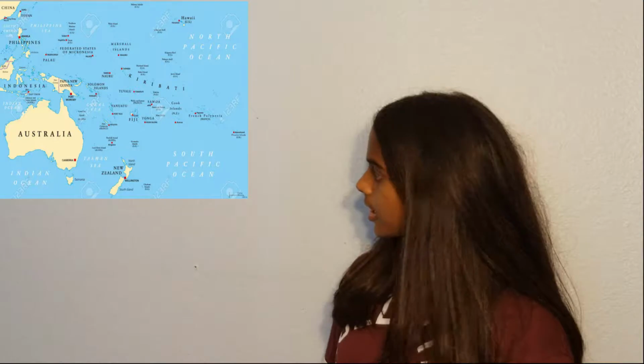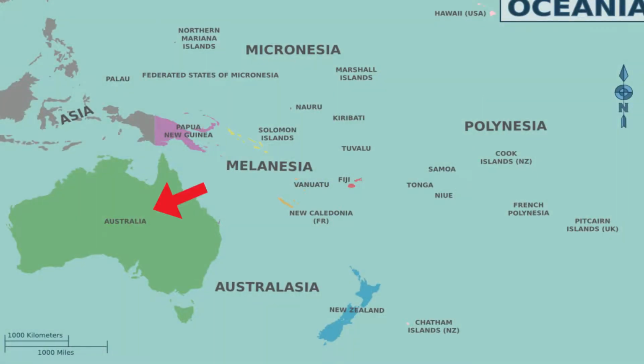So the absolute location of New Zealand is 40.9 degrees south and 174.8 degrees east. The relative location is south of the Pacific Ocean and southeast of Australia, surrounded by the Tasman Sea. The neighboring countries are Australia, Tonga, and Fiji. However, none of the countries actually border New Zealand, considering it's surrounded by the Tasman Sea.